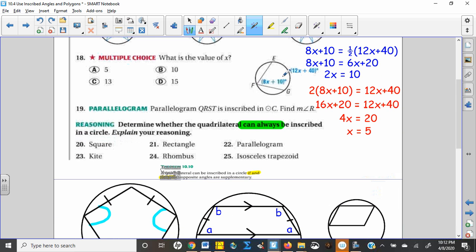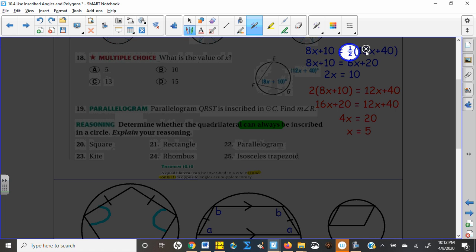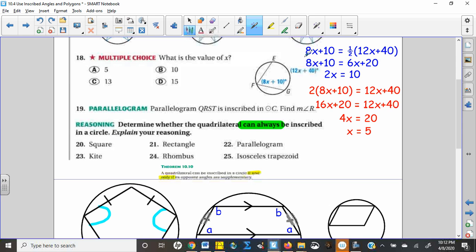Yeah, it's just another direct relationship. We know that the inscribed angle is going to be half the arc. The arc is double the angle. So how do you want to do that? Do you want to do that 1/2, right? 1/2 of the arc, 12x plus 40 is 8x plus 11.